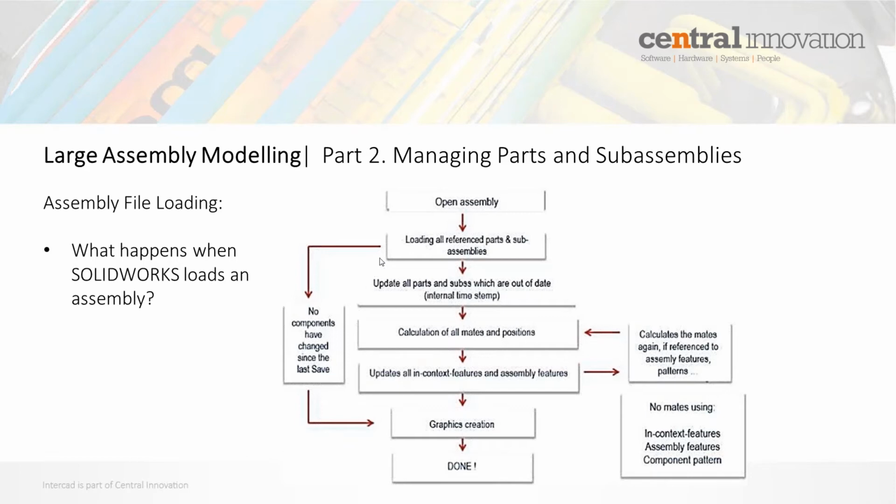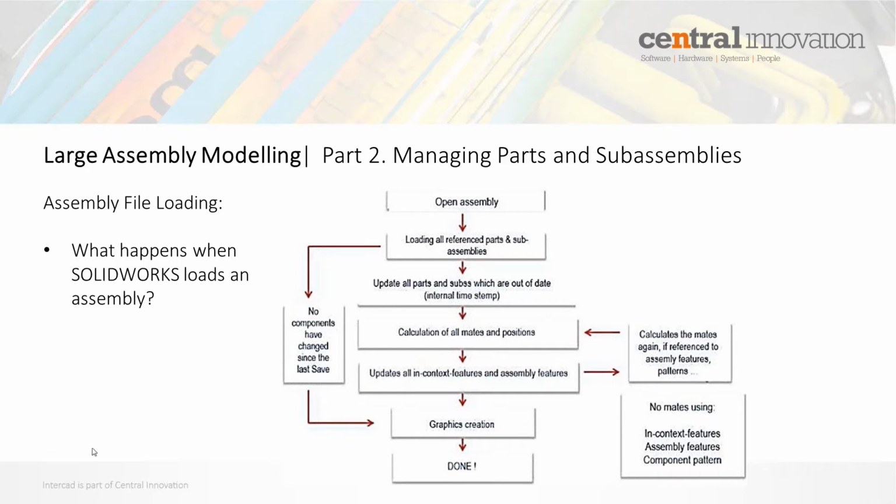If there's been any updates to parts and sub-assemblies and they're listed as out of date, SolidWorks references an internal timestamp in the file to check that. Then it goes through the process of calculating all of the mates and the positions within the assembly. If we have any assembly features like that assembly cut that we just saw, or in-context features or component patterns, then it will go through that process of calculating the mates again if they are referenced. Presuming that's successful, then it will go back to the graphics creation, and then it will be done.